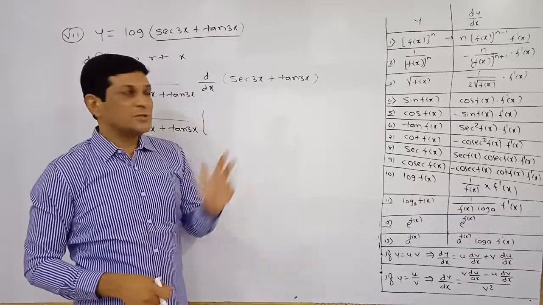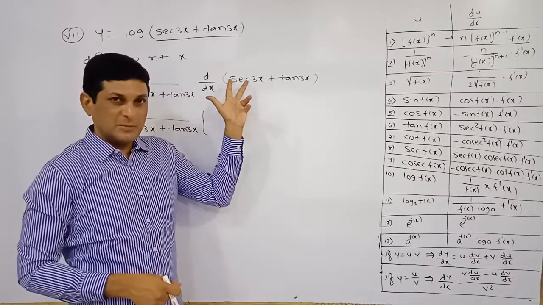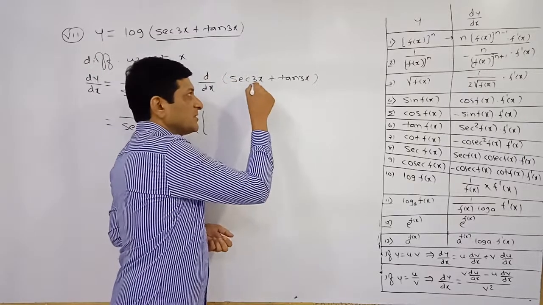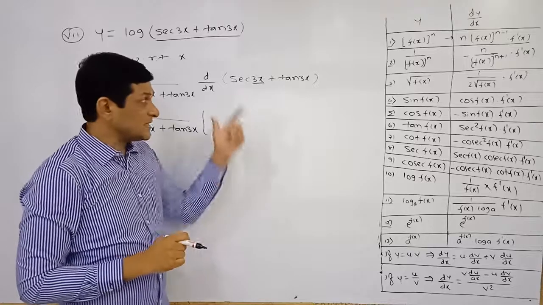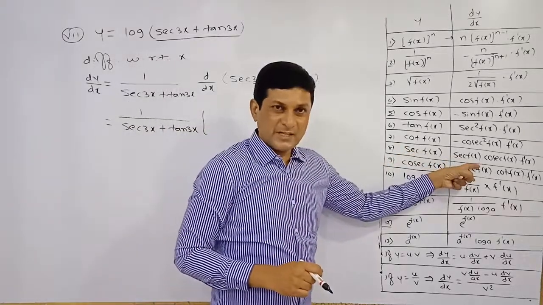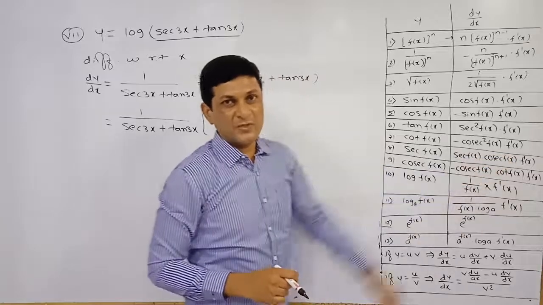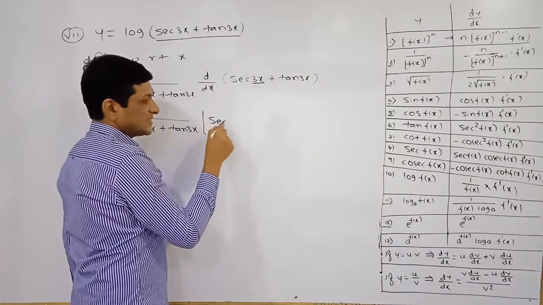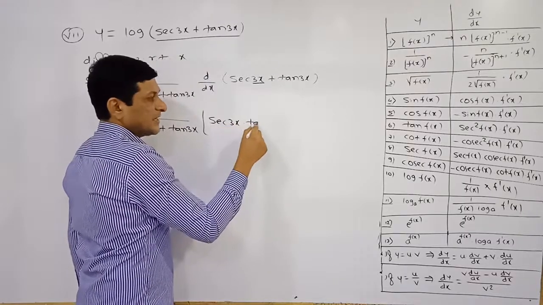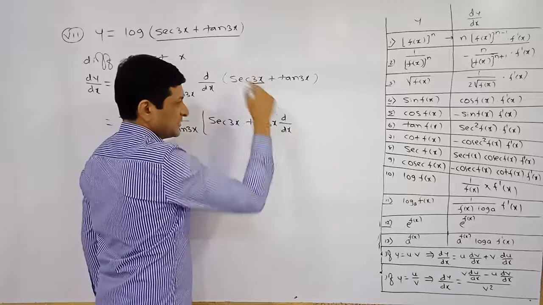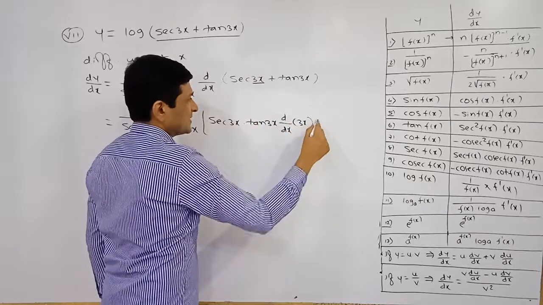So according to the addition rule, first find the derivative of the first term. The first term is in the form of sec f of x. What is the derivative of sec f of x? Its derivative is sec f of x into tan f of x into the derivative of f of x, where f of x is nothing but 3x plus.